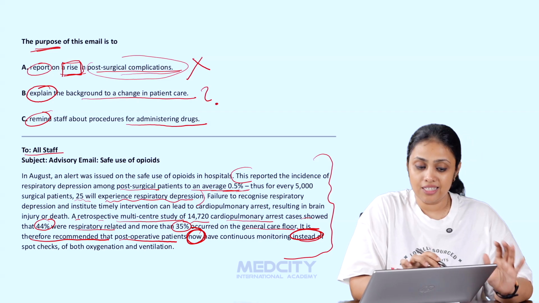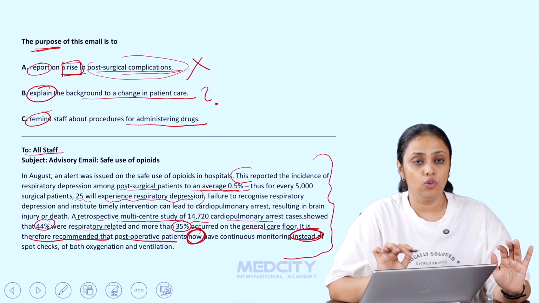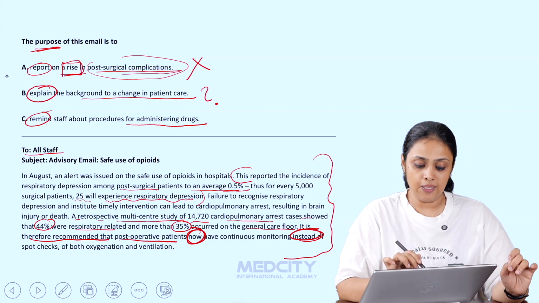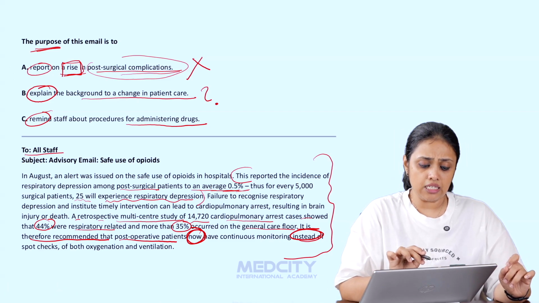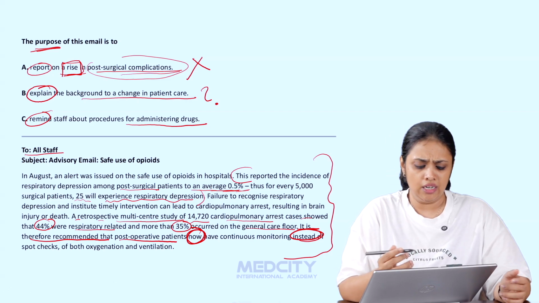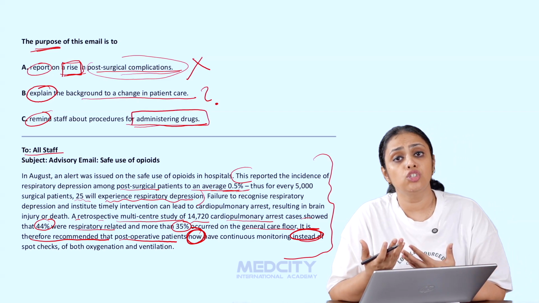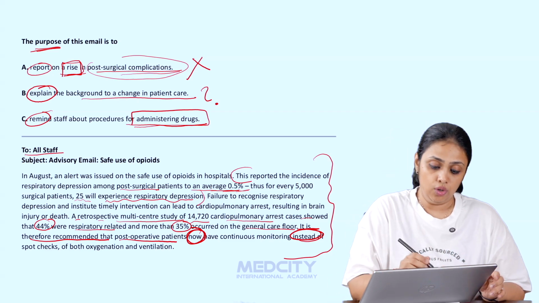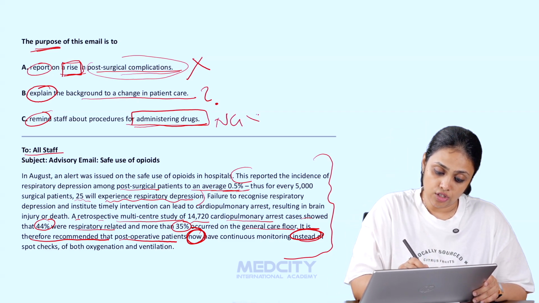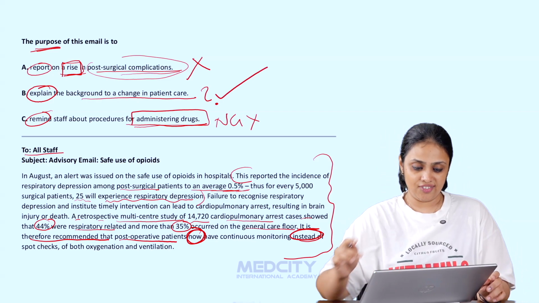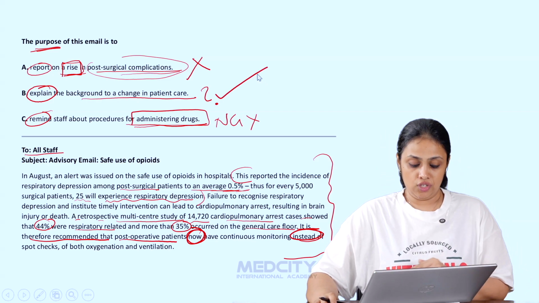Let's not conclude it. Let's eliminate this as well, and then we can go for confirming this. But yes, it's 99% sure that this is the answer. What about option C? Remind staff about the procedure for administering drugs. Did you notice anywhere any mentioning of how the drug should be administered in this text throughout? No, it's not given at all. So that is also wrong, which means that B is the right answer. How many of you all got it right? So I hope the explanation is clear.